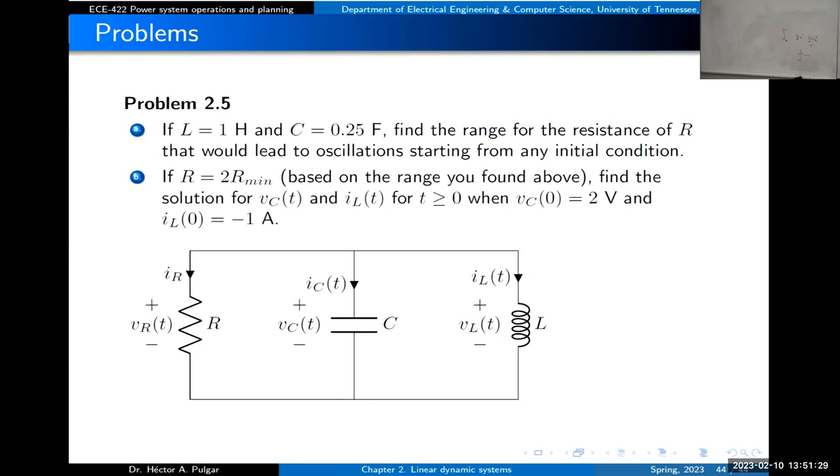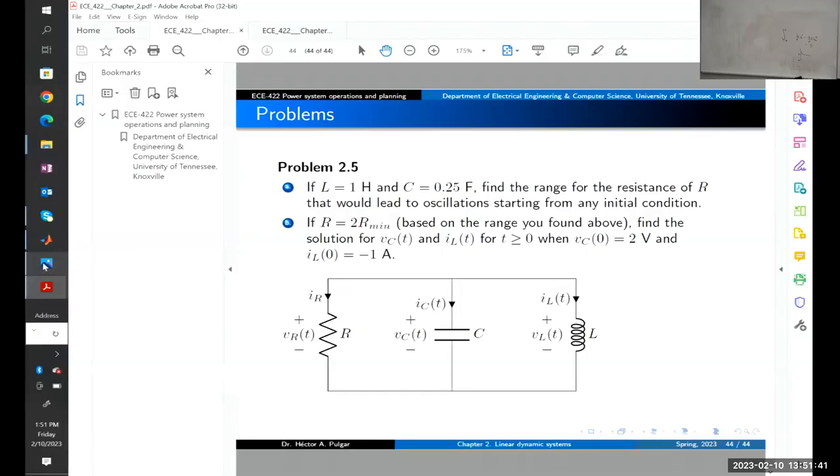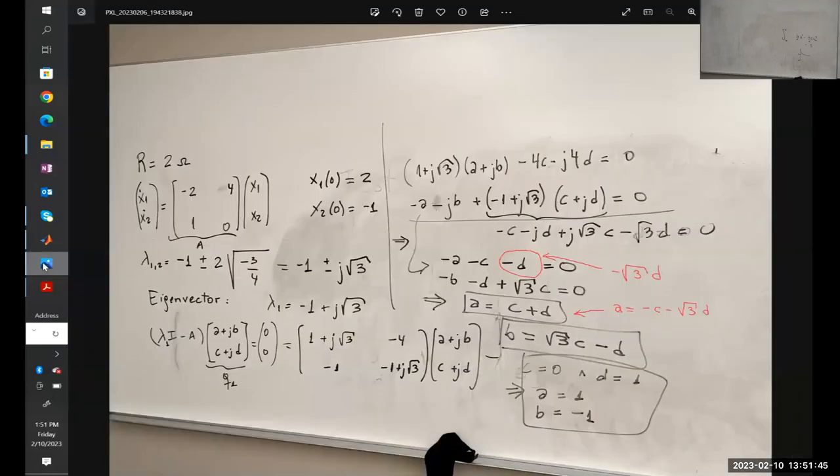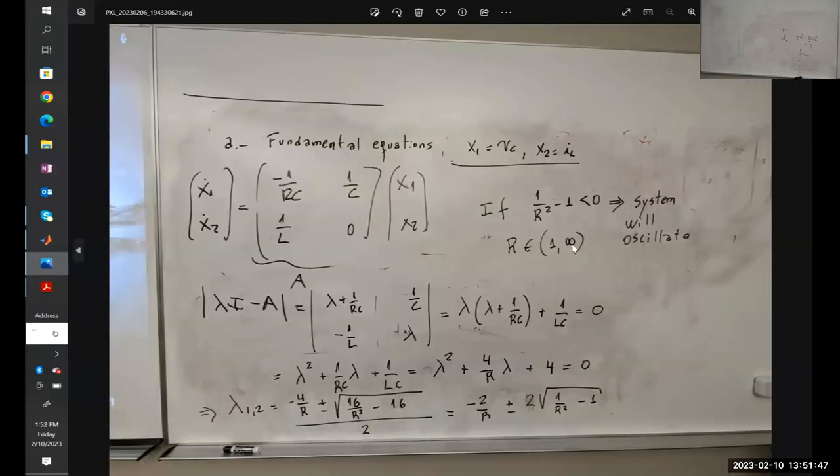So we found that range to be between 1 and infinity. If the resistor falls in that range, then we will have oscillation. We worked on that, and we got this representation. So we obtained the state space model here.